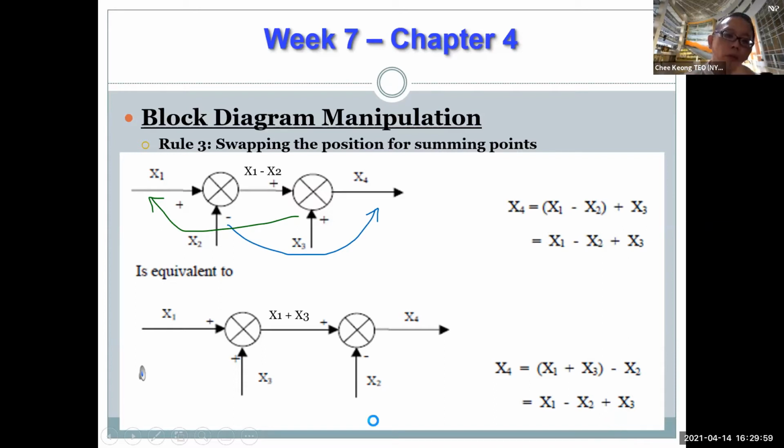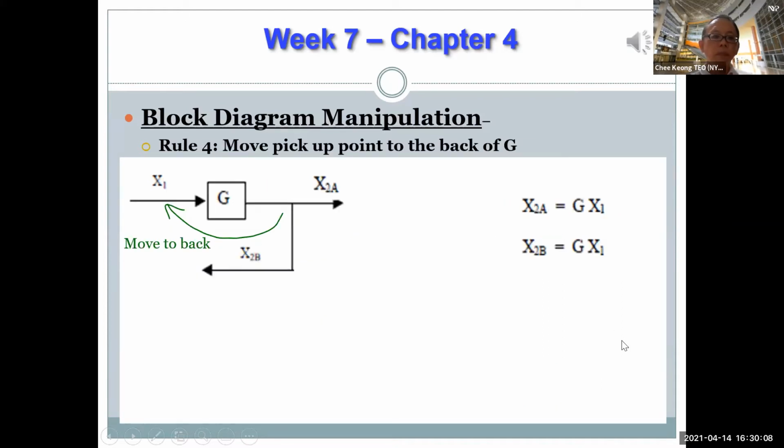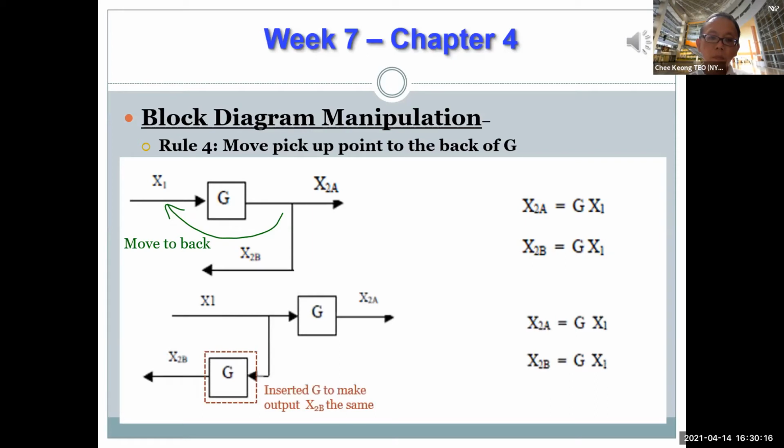So there is really no difference when you swap two summing points together. Right? So summing points you can just swap at any time you like, but you do note that it is called rule 3, right? Rule 4 for block diagram manipulation. Moving a pickup point to the back of the gain block G. In order to get back the same output expression for X2b, we need to insert an additional gain block G for X2b. Output X2a, no change as expression remains the same.